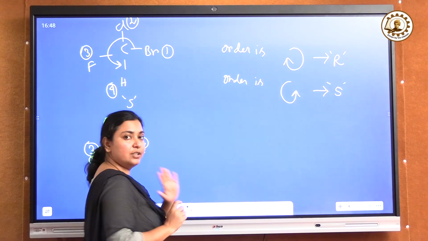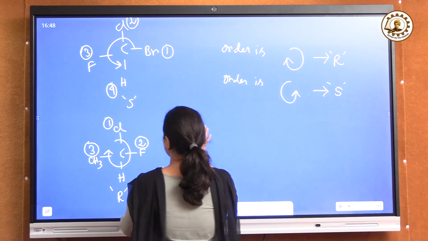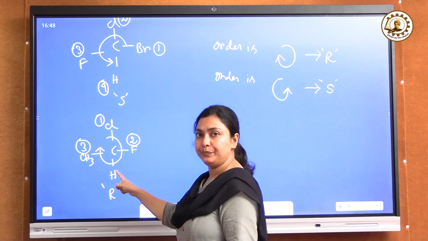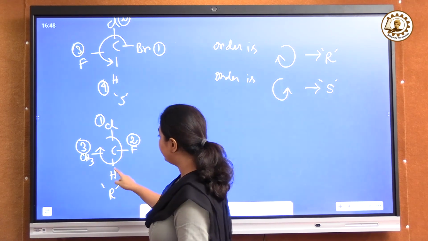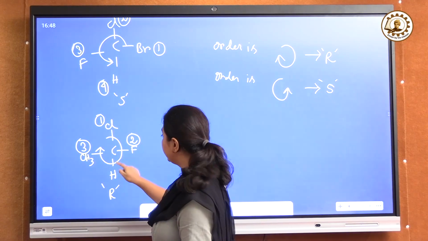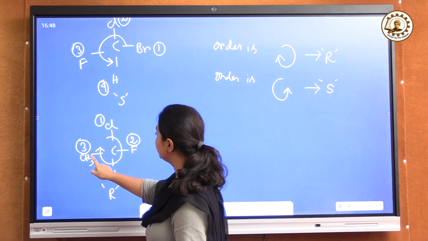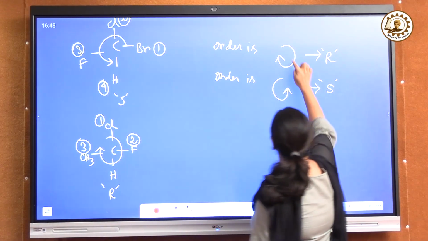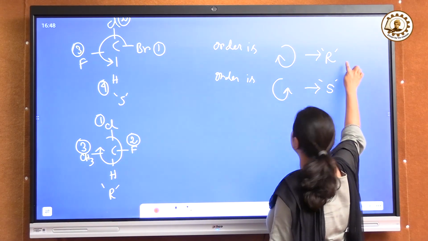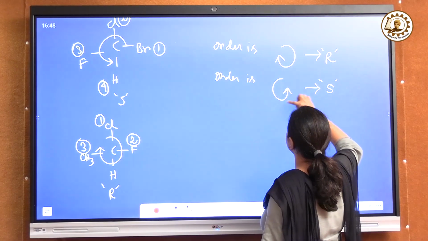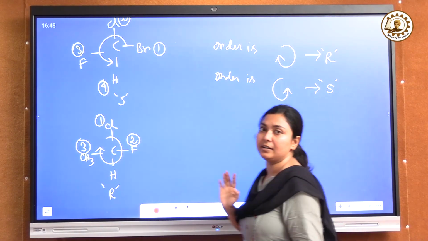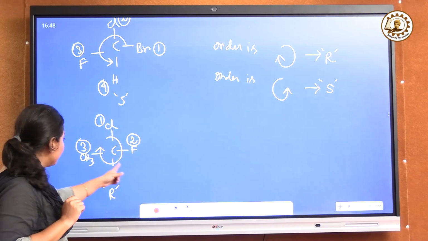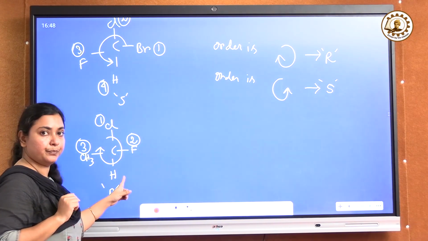And here there is also an exception. What is the exception? If the position of the hydrogen atom is anywhere but vertically below, that means if the hydrogen atom is here, here or here, then if the rotation is clockwise, it will be S, and if the rotation is anti-clockwise, it will be R. That means it will simply be opposite if the position of the hydrogen atom is not here.